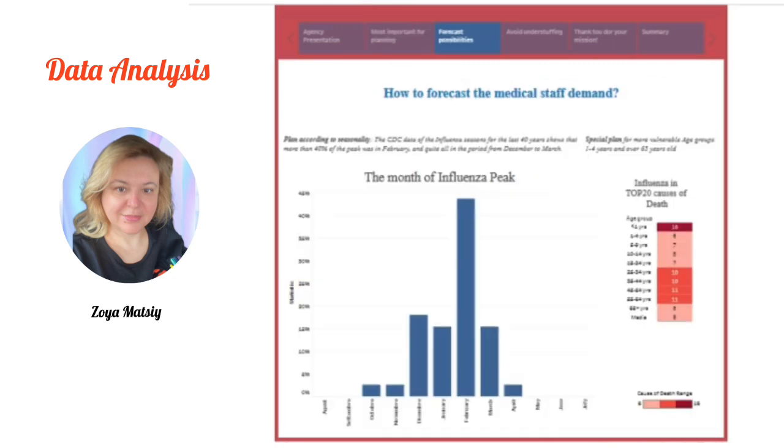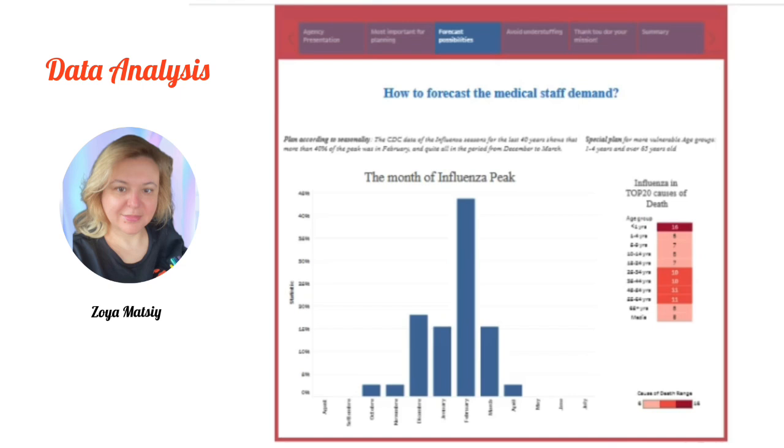Also, the next plot is about influenza seasonality, and we can't make any accurate forecast until we know which type of influenza virus will dominate next season. But about the peak of the season, we can forecast with very high probability. As reported by the CDC data, almost half of the influenza peaks in the last 40 years happened in February, and all peaks were in the period from October to April.